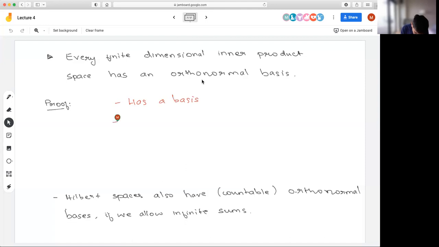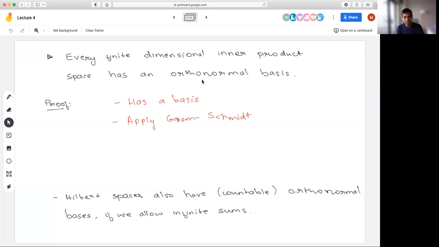The basis is a linearly independent set whose span is the entire space. When you apply Gram-Schmidt, you will get an orthonormal set whose span is the same as the span of the basis elements, which is the entire space. So just start, you know it has a basis, start with it and apply Gram-Schmidt.